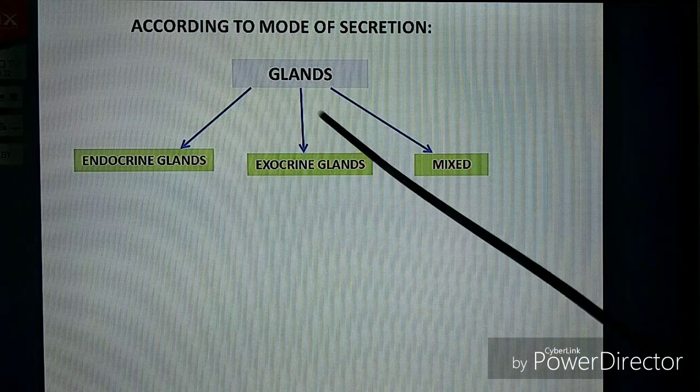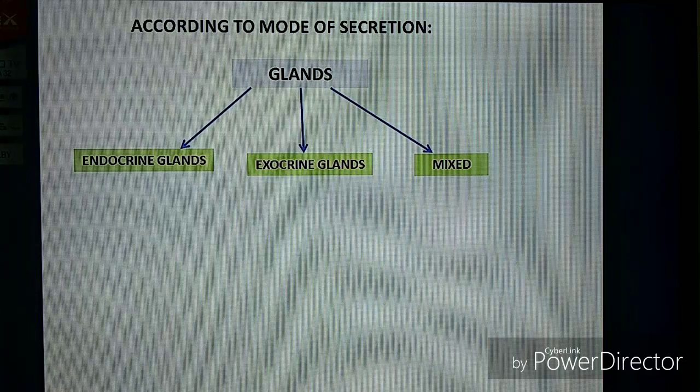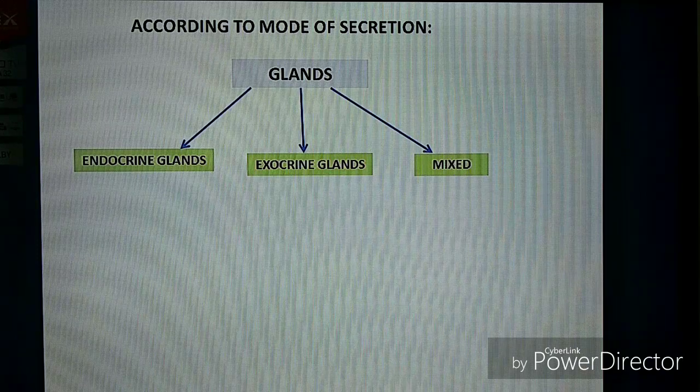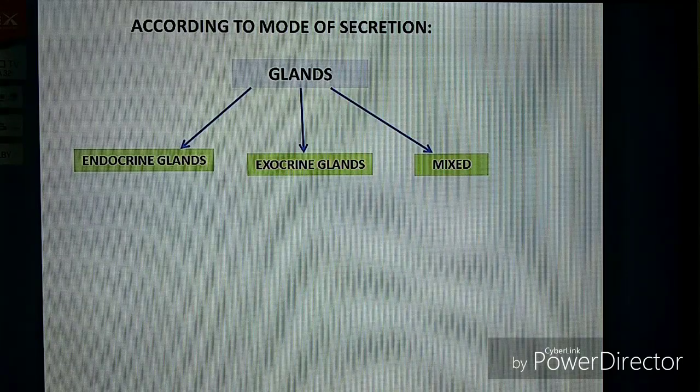But if we consider the exocrine glands, these glands show the presence of ducts. Ducts are tiny tubular passages into which the secretions come and through which the secretions are excreted out to the target tissue. And the third variety is mixed gland. A mixed gland is a gland which consists of both endocrine and exocrine tissue. So the secretions can be endocrine and also exocrine in variety.